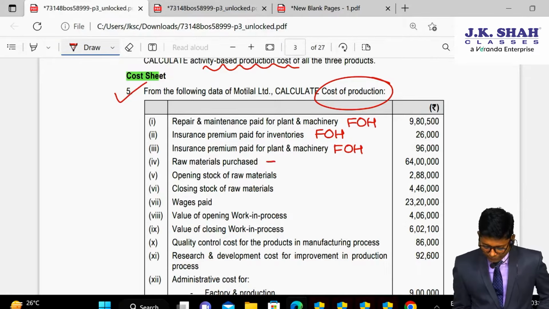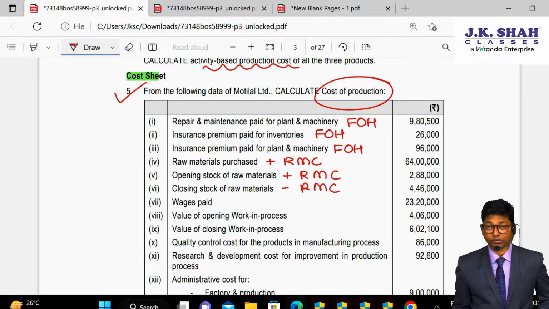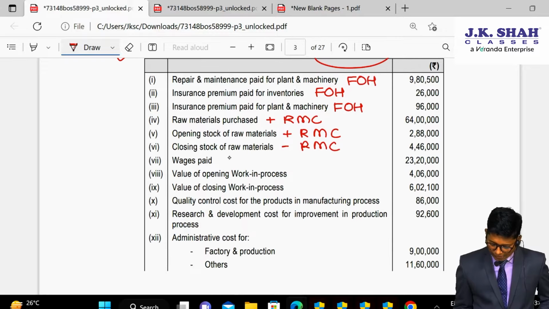Raw material purchase we add to RMC, that is raw material consumed. Opening stock of raw material we add to RMC. Closing stock of raw material we deduct from RMC. Simply this gives us raw material consumed. Wages paid is direct wages for us.